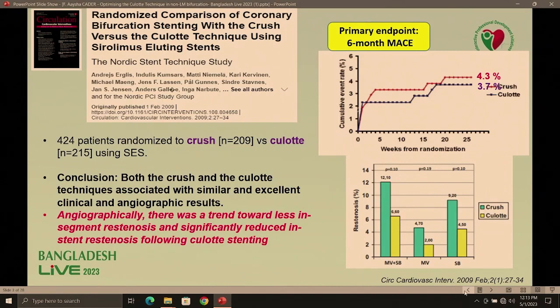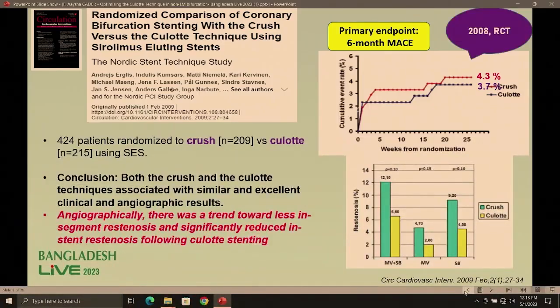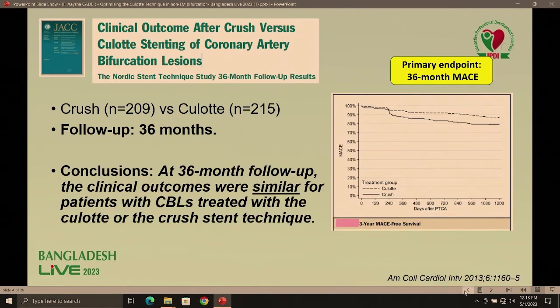And in terms of the evidence for Culotte, it has been compared mainly with the crush technique in the Nordic stent technique study, where both Culotte as well as crush, and it's important to remember that this was actually mini crush, not DK crush that it was compared to at the time, had similar and excellent clinical and angiographic results. But additionally, there was a trend towards less in-segment restenosis with the Culotte technique as compared to a regular crush. Even at 36 months, these patients who were followed up for a longer period, they found that the outcomes between the Culotte and crush techniques were similar.